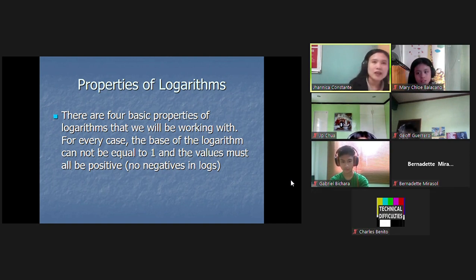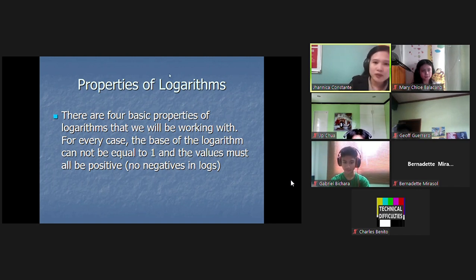So we have four basic rules or properties that we're going to use to expand and compress the logarithmic function. We also use this in your exponent rule. If you still remember the exponent rule, naalala pa ba ang exponent rule? Rule of exponent. We're going to use that to expand and compress the logarithmic function that we have.